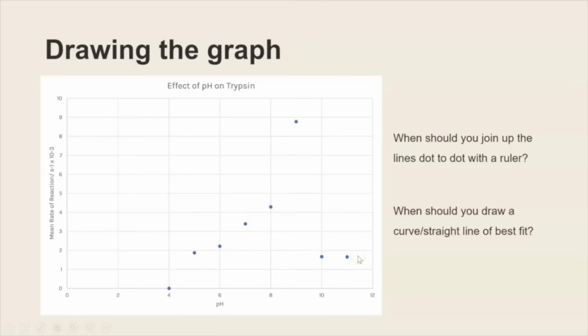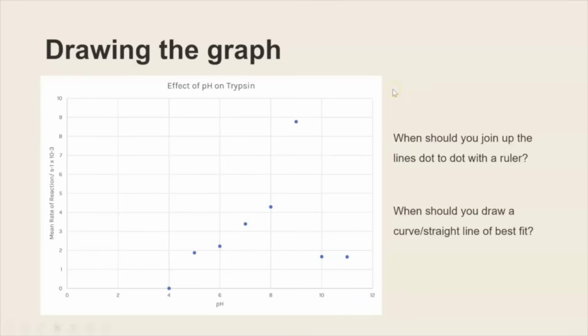And one thing that you're assessed on is whether you should draw a line using a ruler going dot to dot, or should it be a line of best fit? And just bear in mind, a line can either be a curve or a straight line. A line of best fit doesn't mean straight. So it could be a curved line or a straight line of best fit.